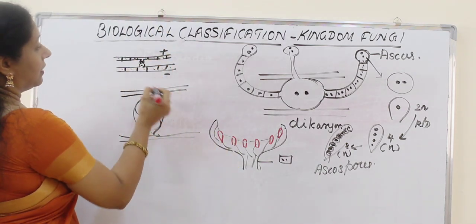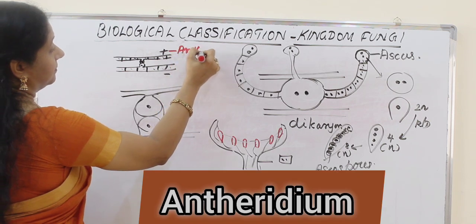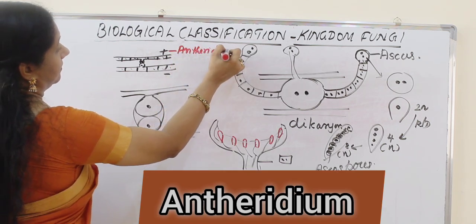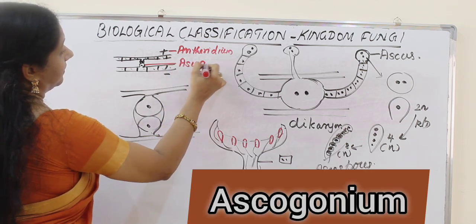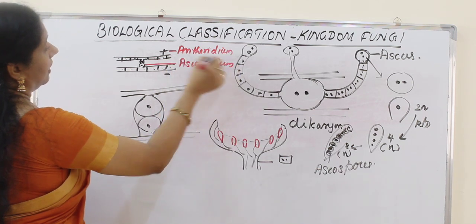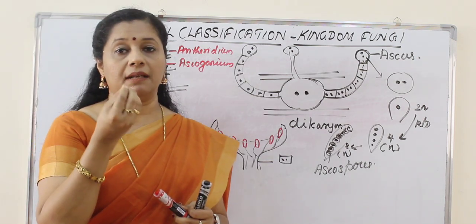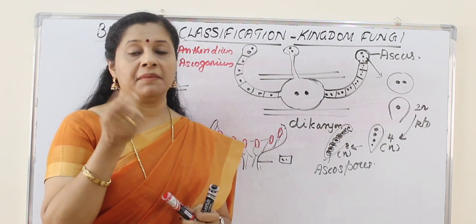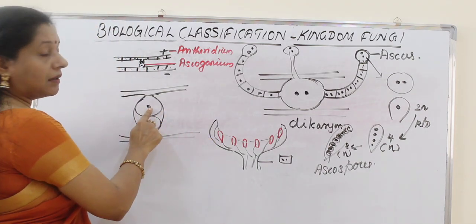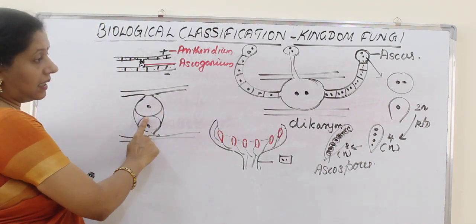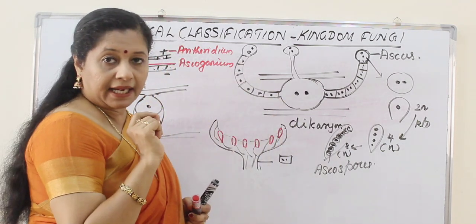Here this structure from the male is called the antheridium, and this structure from the female is called the ascogonium. The protuberance or extension coming from the male or plus strain is called antheridium, and from the minus strain is called ascogonium. Then these will fuse to form a single structure, but only plasmogamy occurs, resulting in a dikaryon.